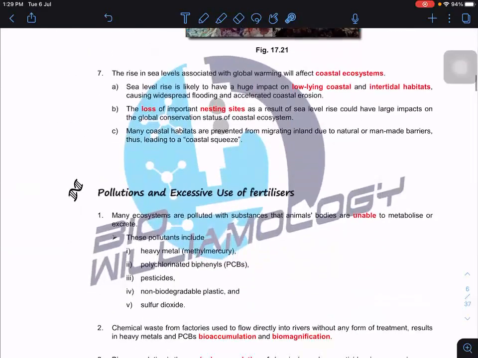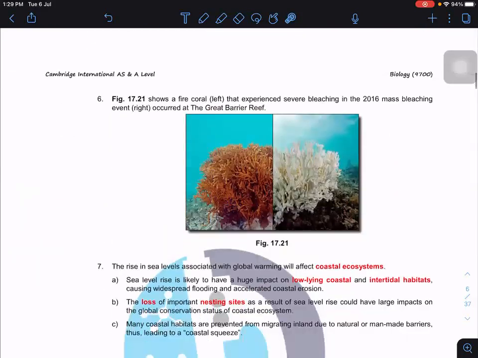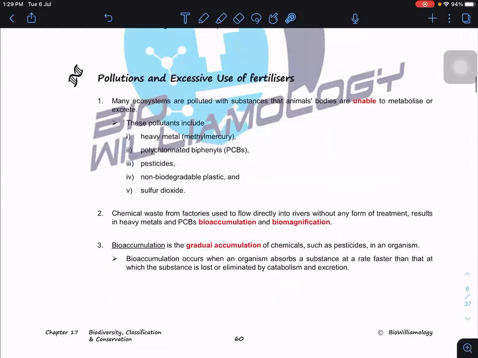The rise of the sea level associated with global warming will affect the coastal ecosystem as well. It has a huge impact on low-lying coastal and intertidal habitats. The loss of important nesting sites also results from this increase in the sea level. So these are the second threats, and we come to the third one.